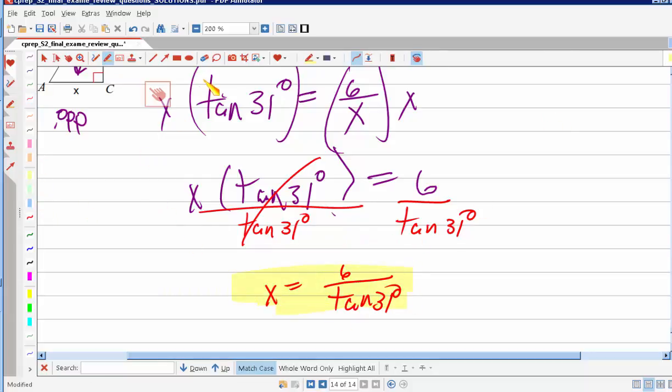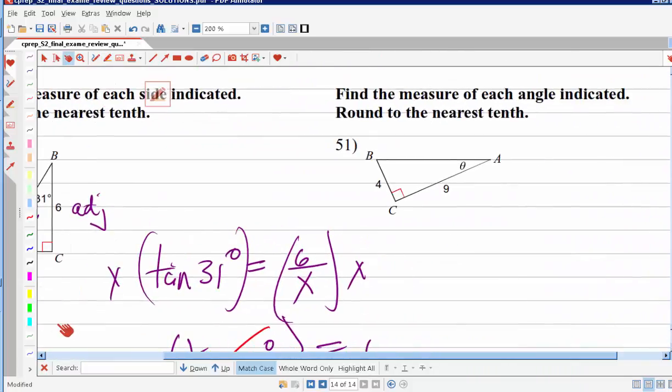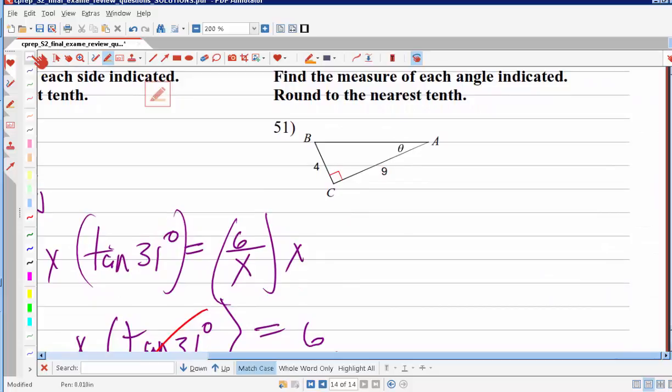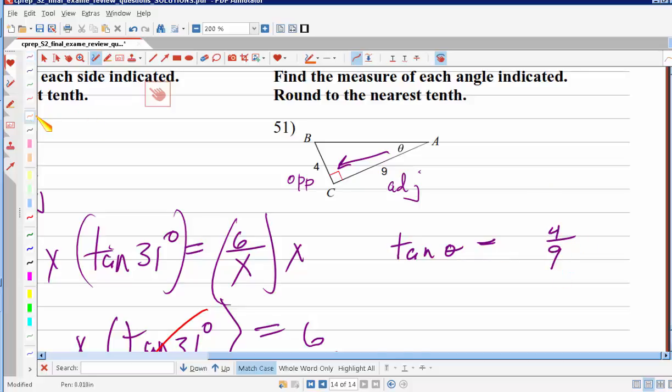Okay, and then could it be the last one? Yes, it is. Yay! Okay, this one I'm trying to find angle theta. Relative to theta, 4 is the opposite, 9 is the adjacent. So I'm going to use tangent again, and I'm going to say tangent of theta equals 4 over 9. So now the way to solve that is to do the inverse tan of both sides. Causes that to drop out. We get theta equals inverse tan 4 over 9. And that's it.